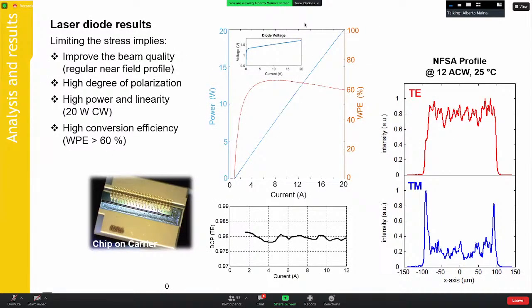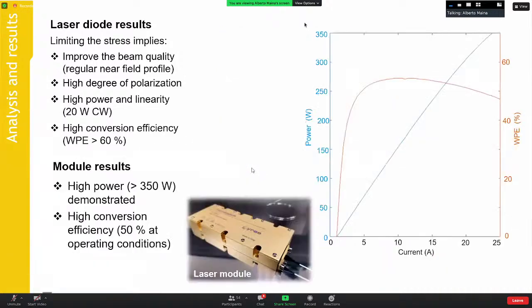By limiting the stress applied to the semiconductor lasers, we can improve the beam quality, obtaining a more regular near field. This is a very regular near field where the TE components represent the greatest part of the beam. We can achieve a high degree of polarization, stable at all the injected currents. High power and high linearity with high conversion efficiency is achieved. With this type of lasers, we can obtain laser modules that show high power, more than 350 watts in continuous operation, with high conversion efficiency.